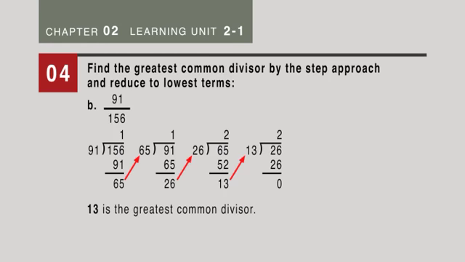So we go to our problem. 91 divided by 13 leaves you with 7. 156 divided by 13 leaves you with 12. So you have 7 over 12.